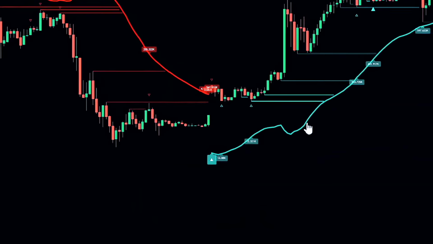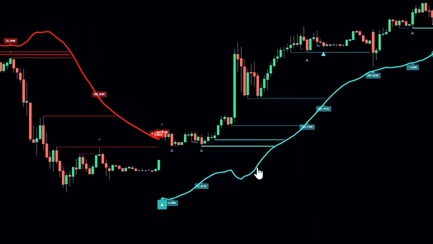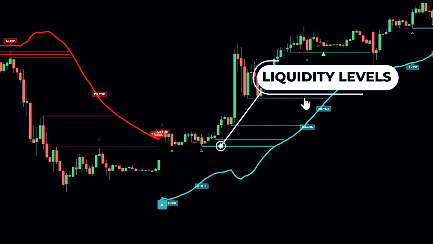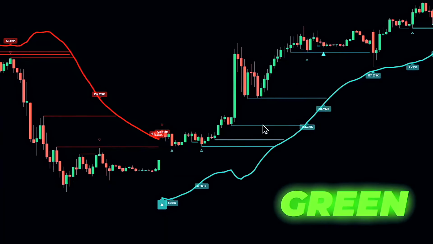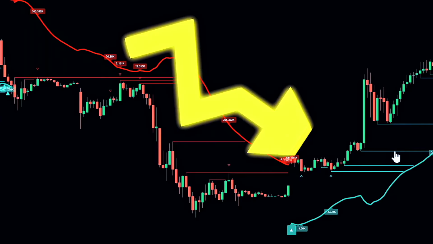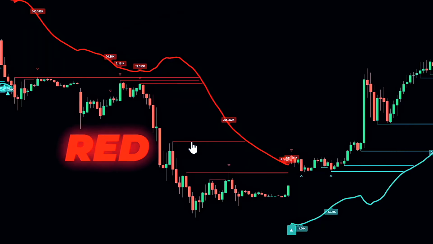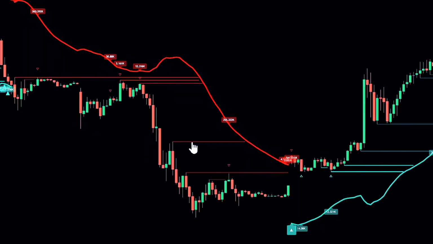The trend filter calculates these shifts by comparing the closing price to upper and lower bands. Next, you'll notice horizontal lines on the chart. These are your liquidity levels. In a bullish trend, they're green and represent sell-side liquidity. In a bearish trend, they're red and show buy-side liquidity.